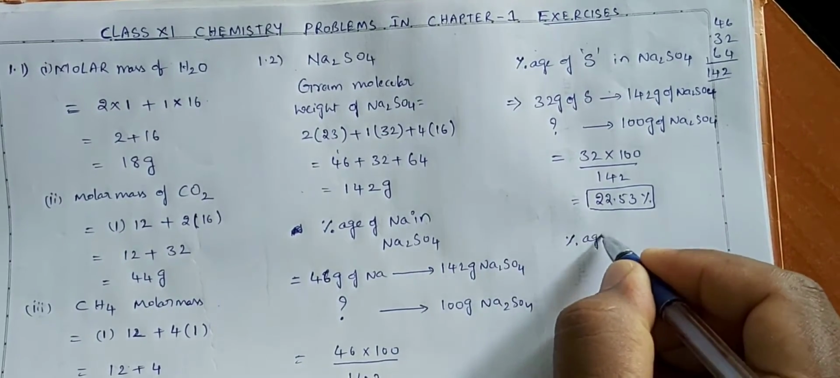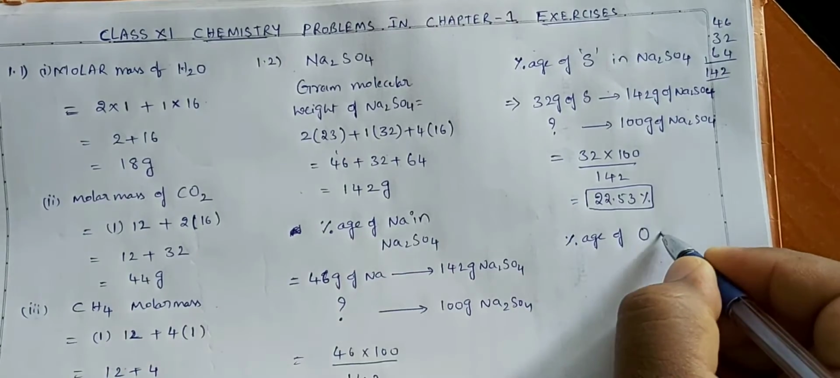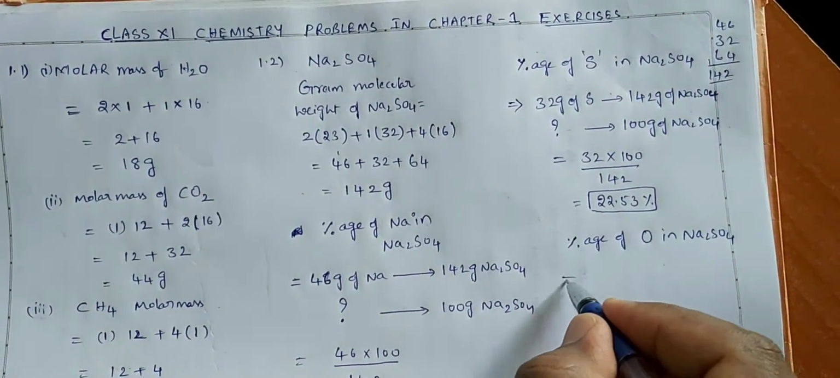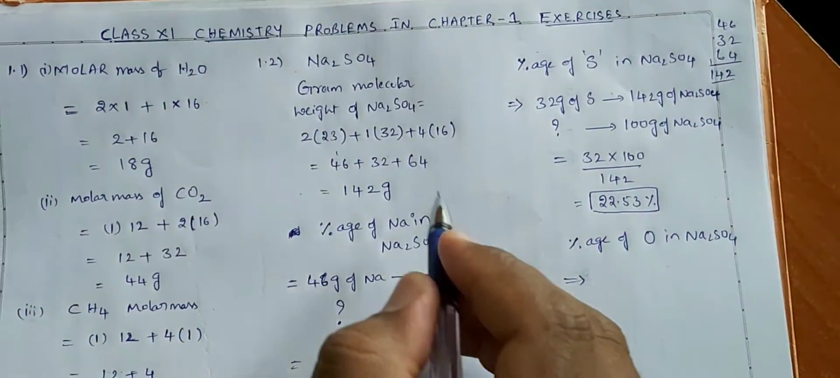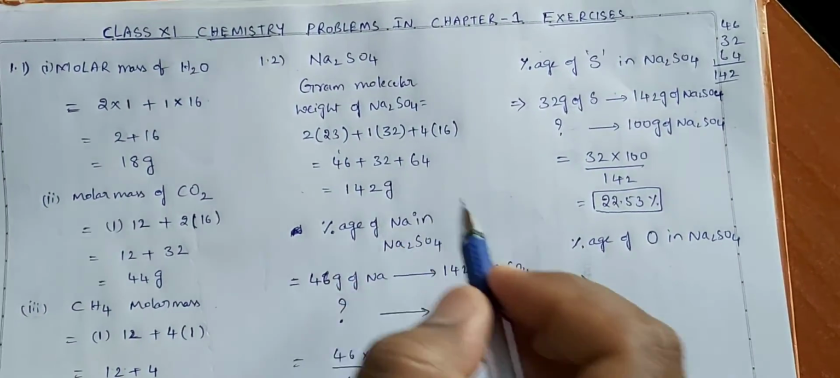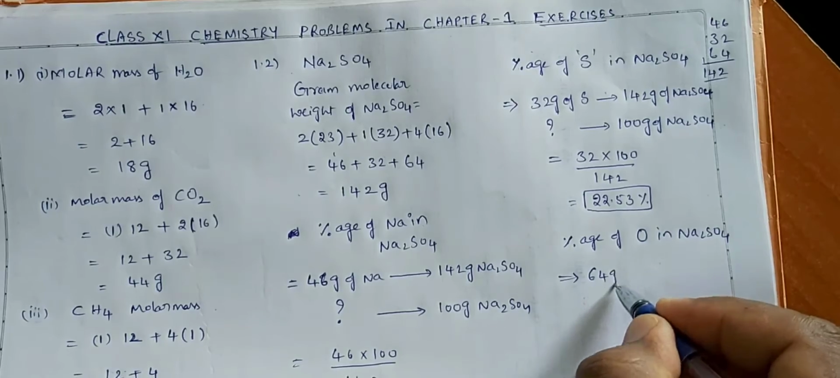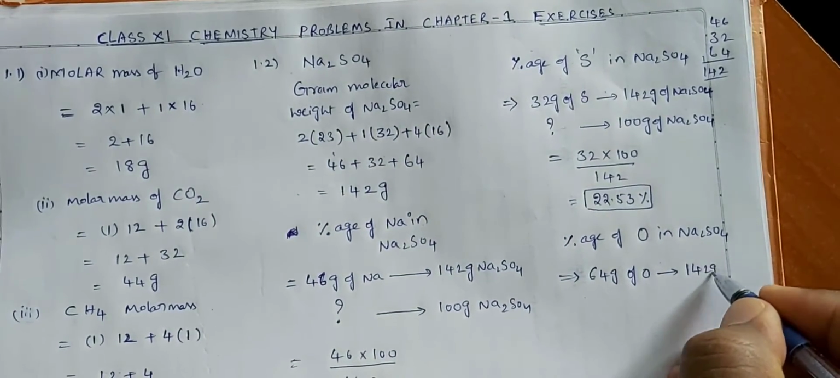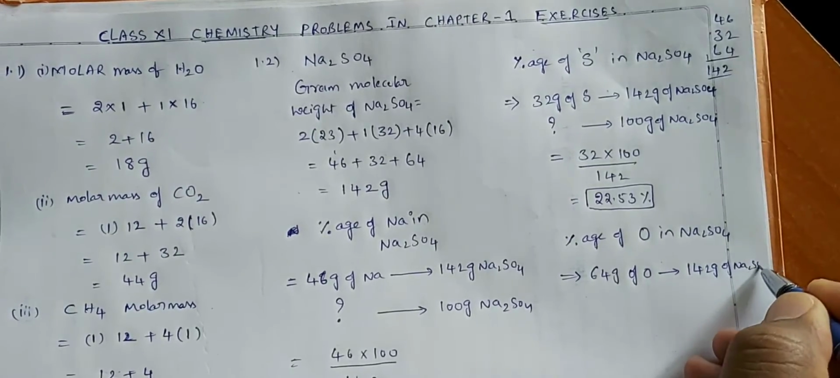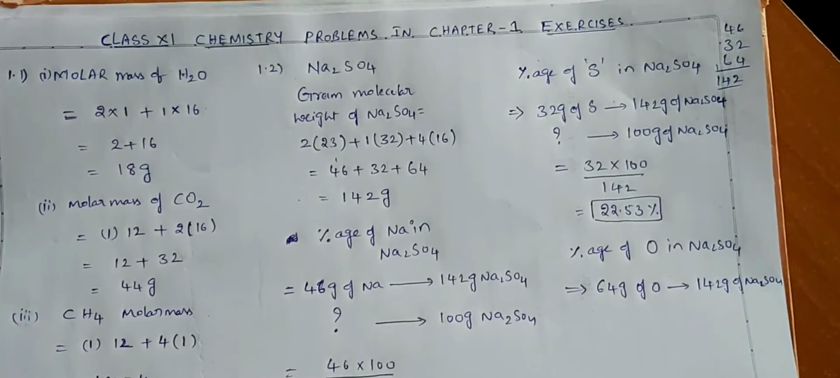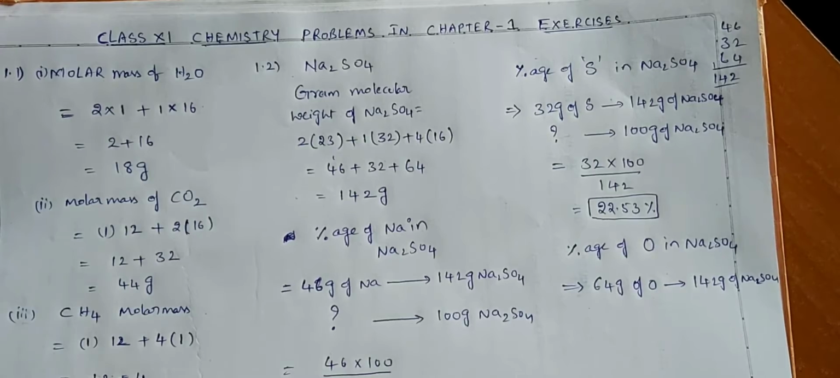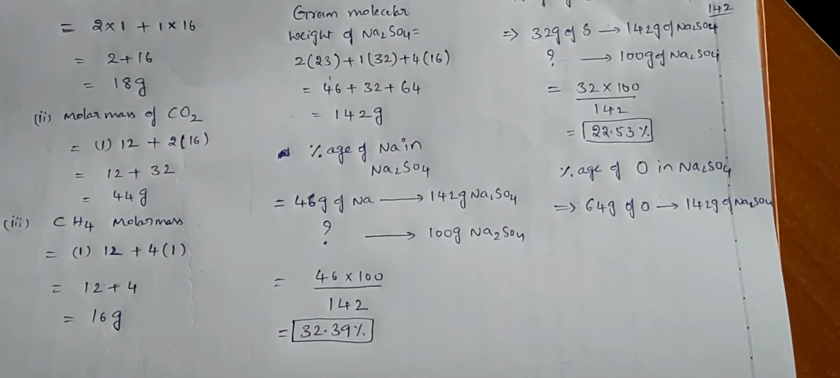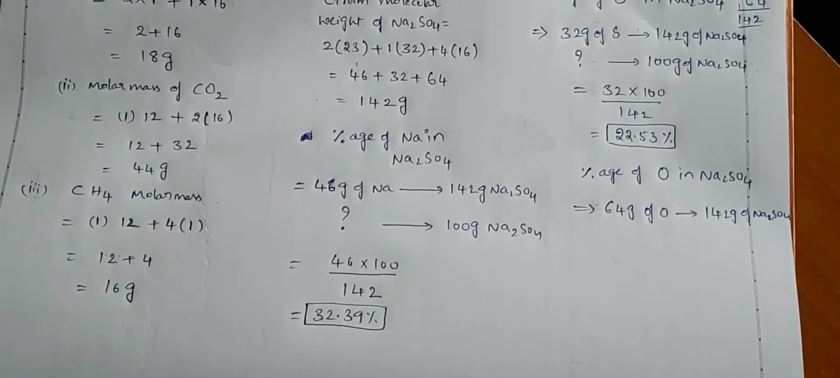We have to find percentage of oxygen in Na2SO4. Implies how much amount of oxygen is present in 142 grams? 64 grams. 64 grams of oxygen is present in 142 grams of Na2SO4.